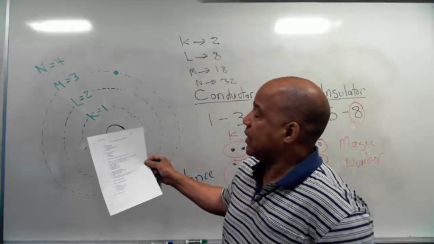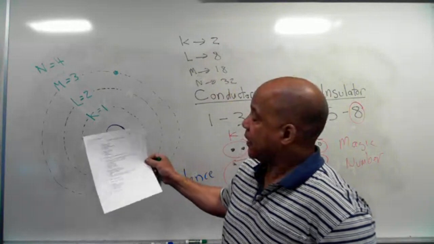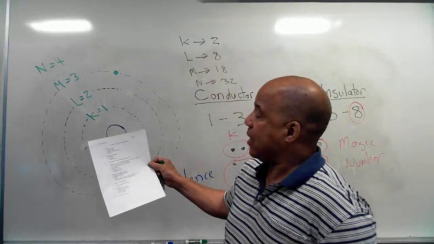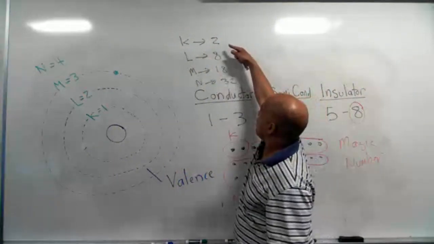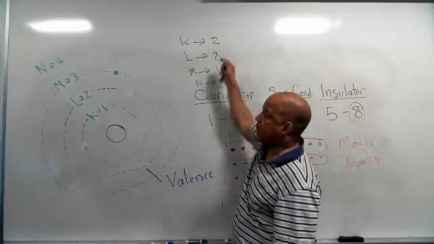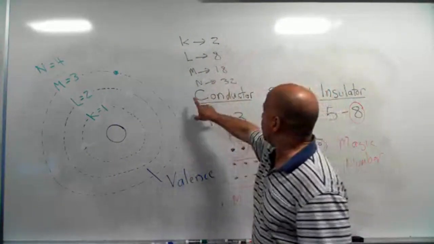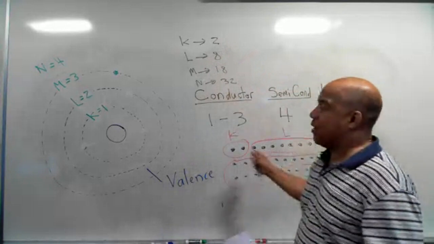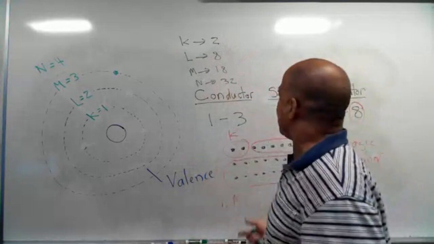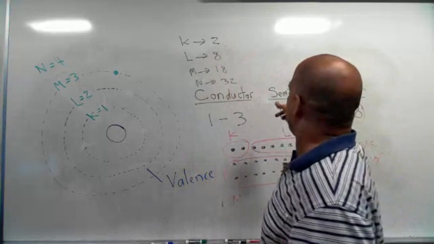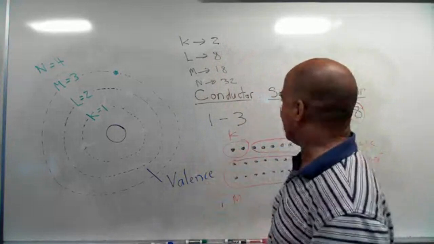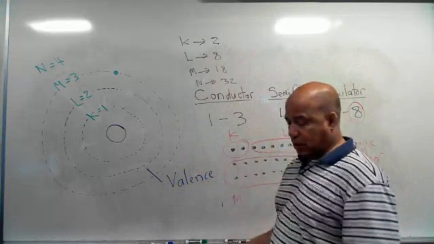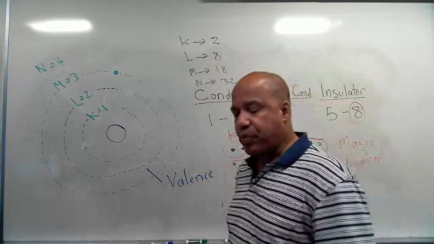And then Roman numeral number 3 talks about shell capacity. They give you the formula for shell capacity, and using shell capacity you can figure out the maximum number of electrons you can put in each shell. And shell capacity, along with this table right here, if you know how to distribute those electrons, you can tell which of the 3 classes of materials you have by counting the number of valence electrons. So that's what we talked about so far.